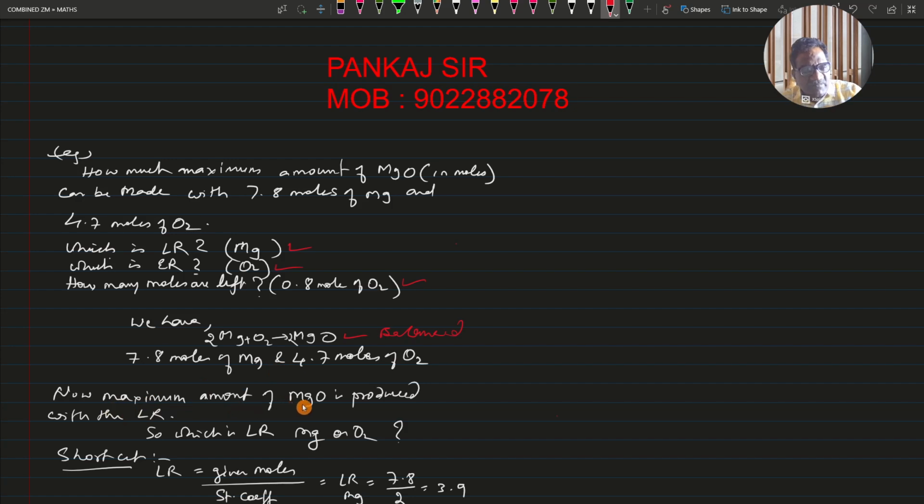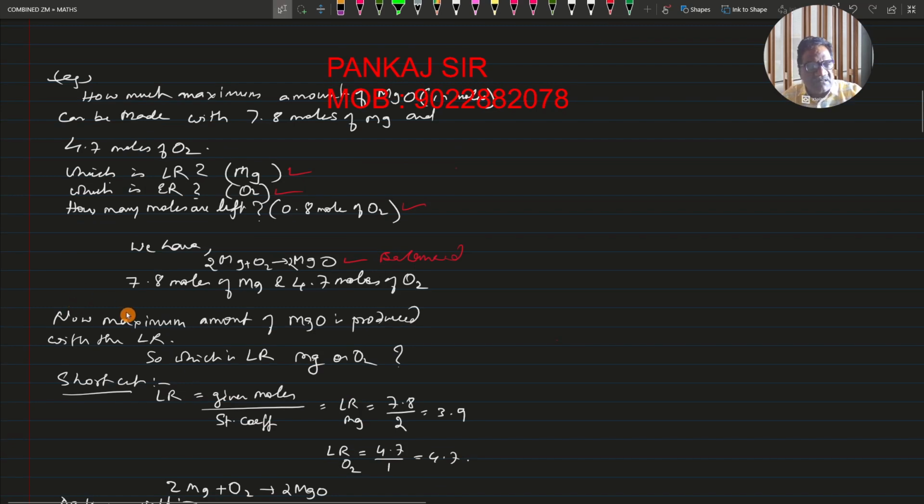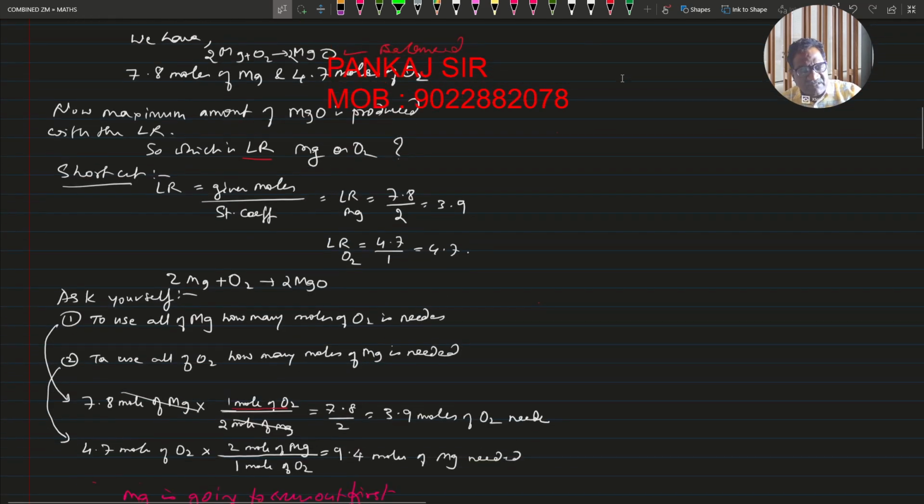The maximum amount of magnesium oxide is produced with the limiting reactant. The amount of magnesium oxide that will be produced depends totally on the amount of the limiting reactant, not the amount of the excess reactant. That is why you have to decide which is the limiting reactant and which is the excess reactant. To find out which one is the limiting reactant, you'll have to do this, which I taught you in the previous video.